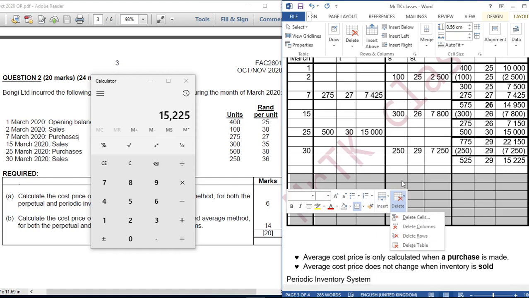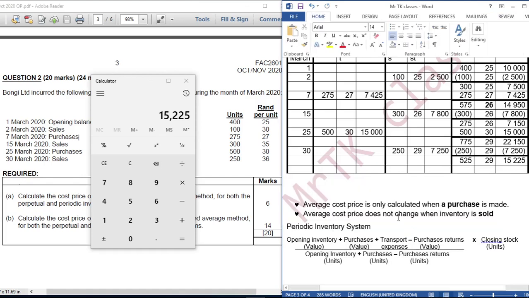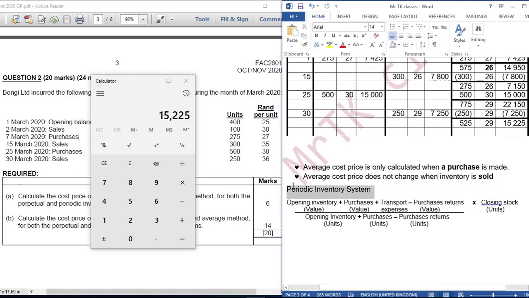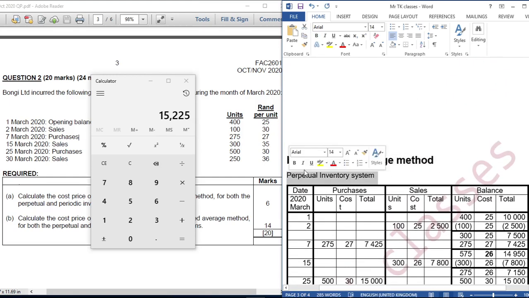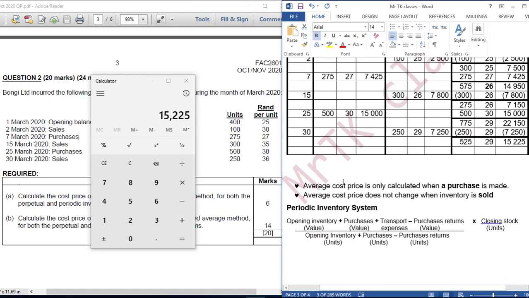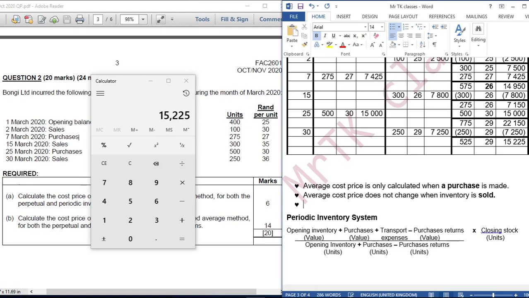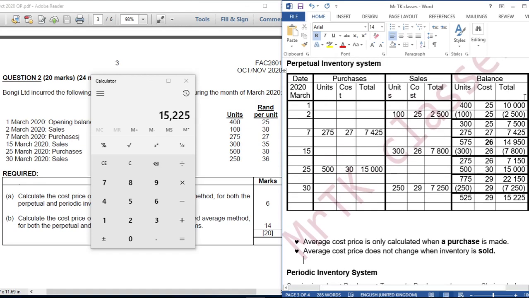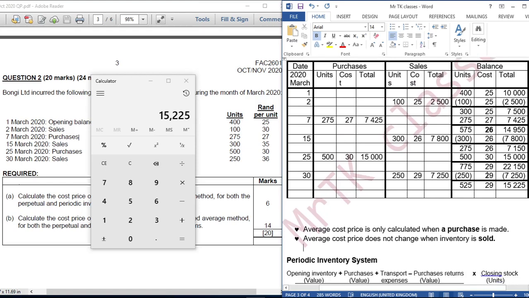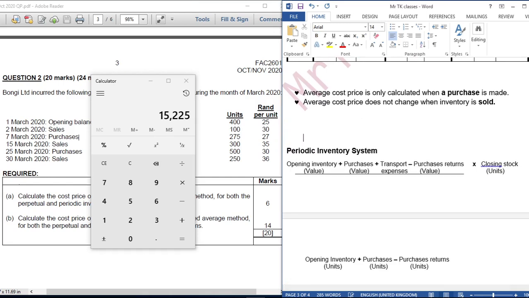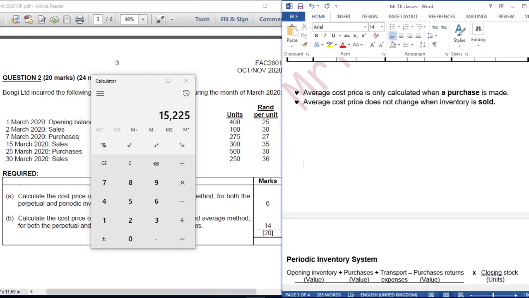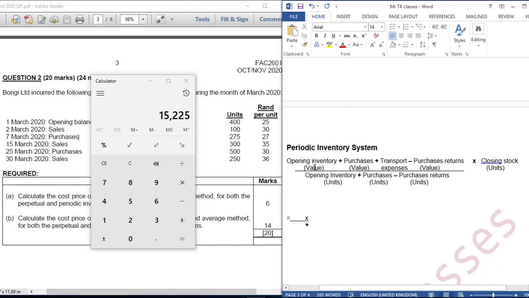all right, now what we need to do, we now need to use our periodic inventory system. Periodic inventory system, where we only value our inventory at the end of our financial period. Here we're valuing after each and every sale and after each and every purchase. But now we are going to value once at the end of our financial period. So this is the formula that we use.